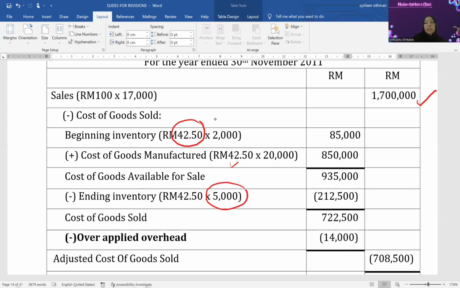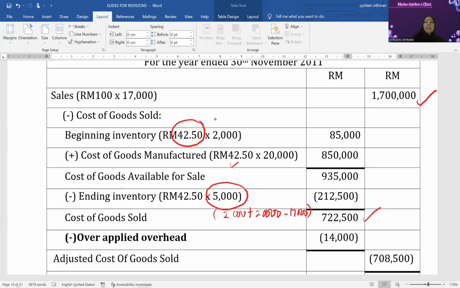How did we get 5,000 earlier? Because for beginning inventory you have 2,000. And then you produced 20,000. And then you sold 17,000 units. So that leaves you with a balance of 5,000 units. So that will be your ending inventory units. So your cost of goods sold is 722,500.